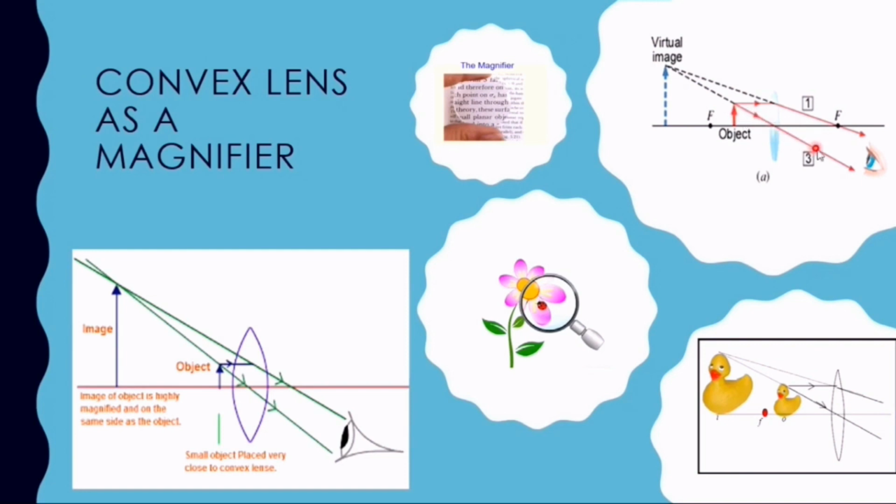We reproduce these lines in the backward direction and get an enlarged and virtual image of the object. It can be seen that image of the object is highly magnified and on the same side as the object. In short, in order to get a magnified image, the object needs to be placed inside or within the focal length or close to the convex lens.